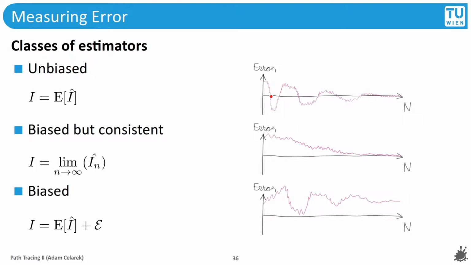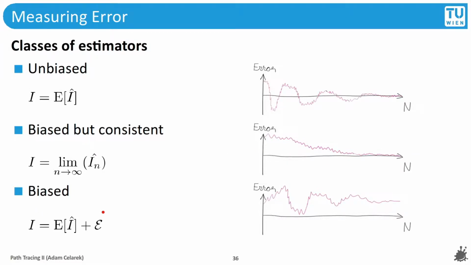The error plot of a single estimate oscillates around the zero value, and the amplitudes become smaller as n increases. Biased but consistent estimators at no point have the expectation of the true result, but the error becomes smaller with larger sample sizes. The estimator converges to the ground truth, as we can see in here and in here. The error can be negative as well. This here is just an example.